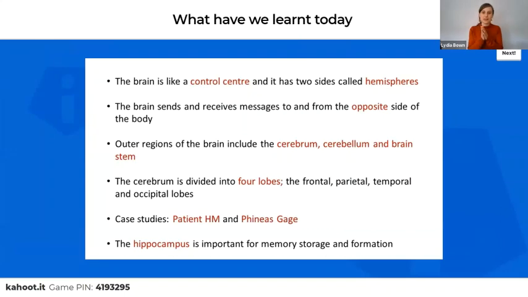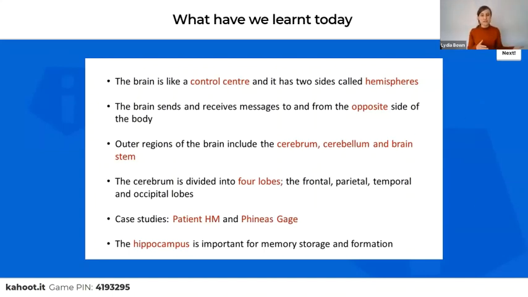We've talked about the fact that the brain sends and receives messages to and from the opposite side of the body. And well done to whoever it was who typed that in right at the start in the chat. You were on it from the start. And we've talked about the outer regions of the brain, including the cerebrum, the cerebellum and the brainstem. And remember the brainstem being so important in controlling things like heart rate and our breathing that keep us alive. About the four lobes: the parietal, frontal, temporal and occipital lobes.